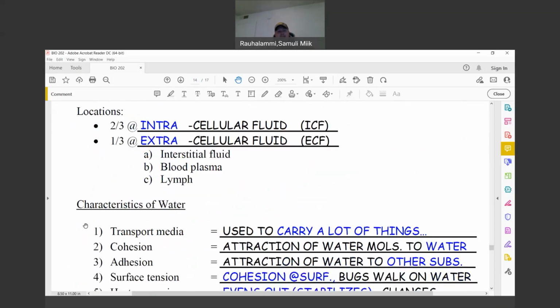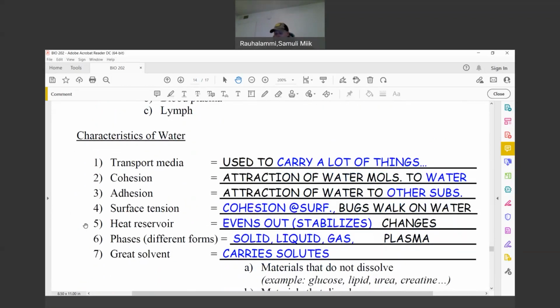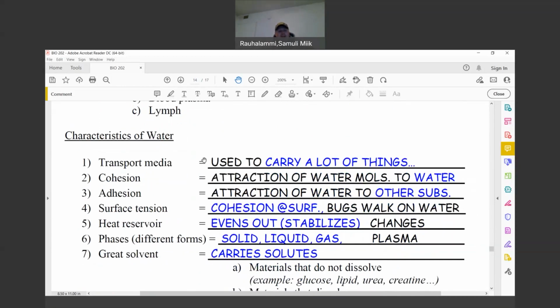We have already seen the characteristics of water that make it so useful for sustaining life. So this is probably largely a revision. You remember that water was a great transport medium, carrying a lot of things, such as most of the blood plasma being water, but also carrying nutrients into the plants with the water and so on.